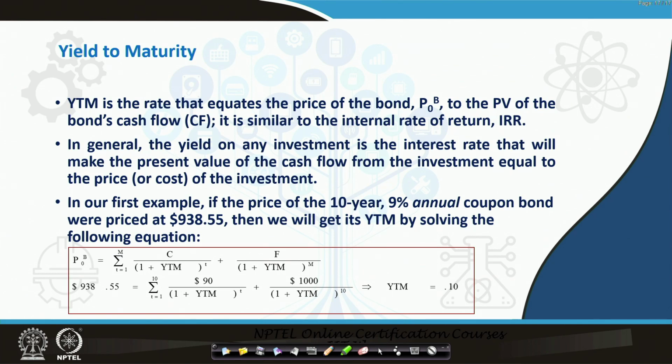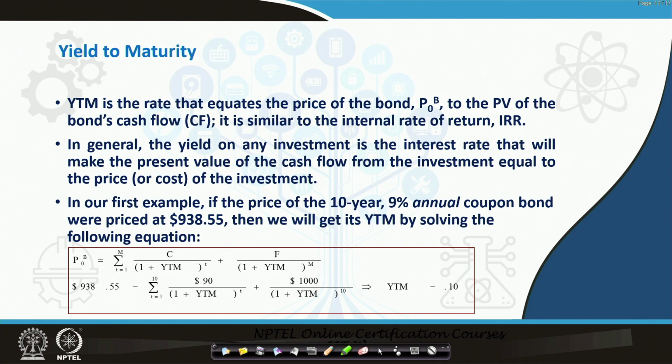So, in the previous example, if you see 10 years maturity, 9% annual coupon, which was priced at 938.55, which we were just discussing. Then if you solve, for example, 938.55 which was given to you, and the coupon payments are given to you, then if you want to calculate R, which is nothing but the YTM, if you solve this, that will come to 10%. So, this is the way the yield to maturity is calculated.